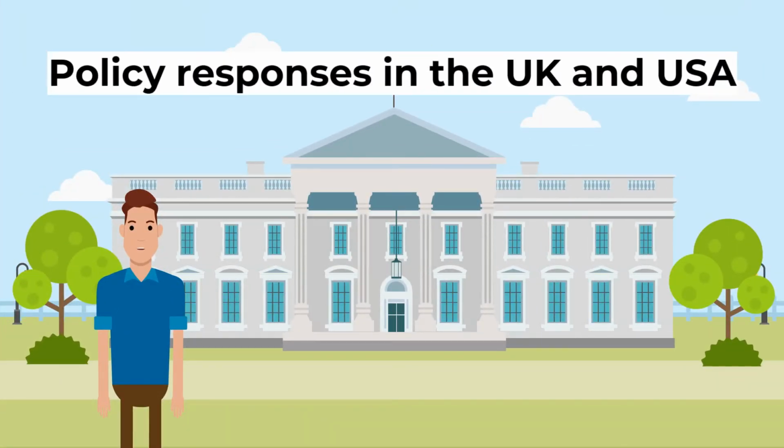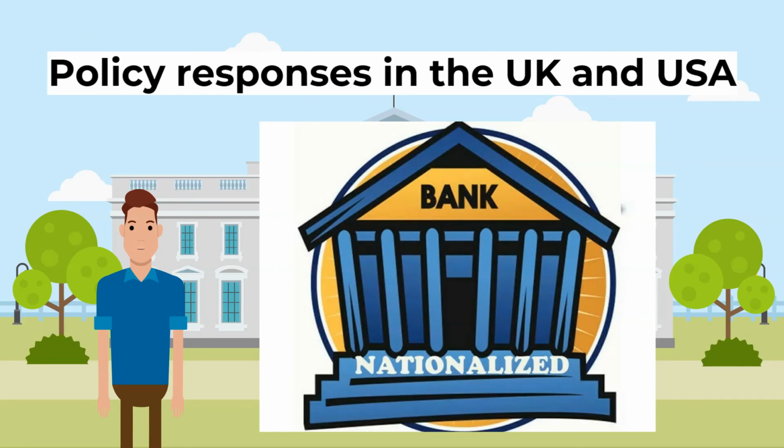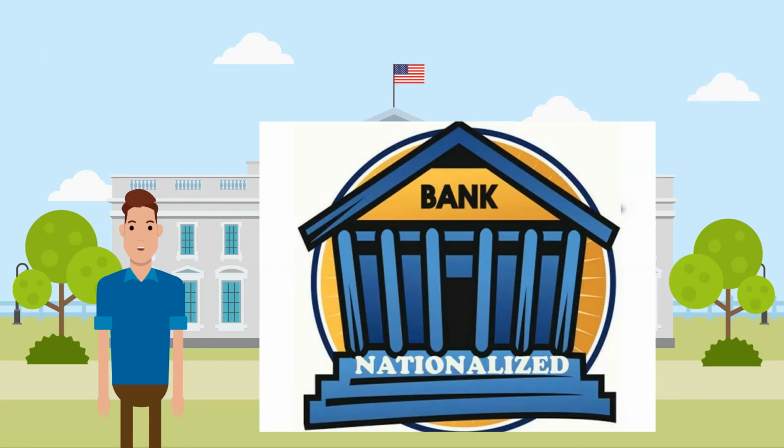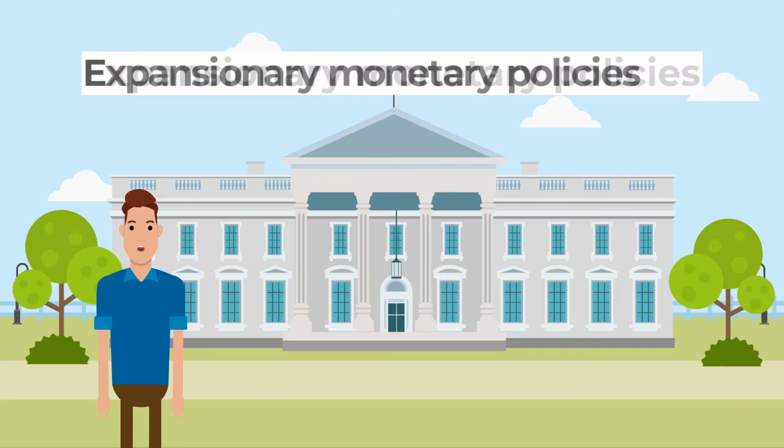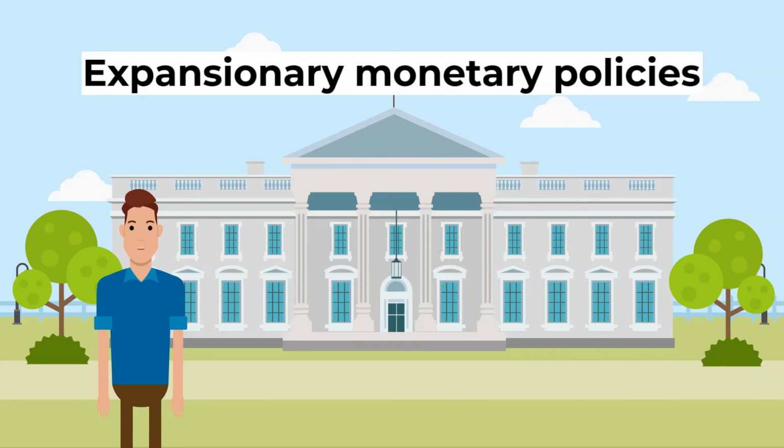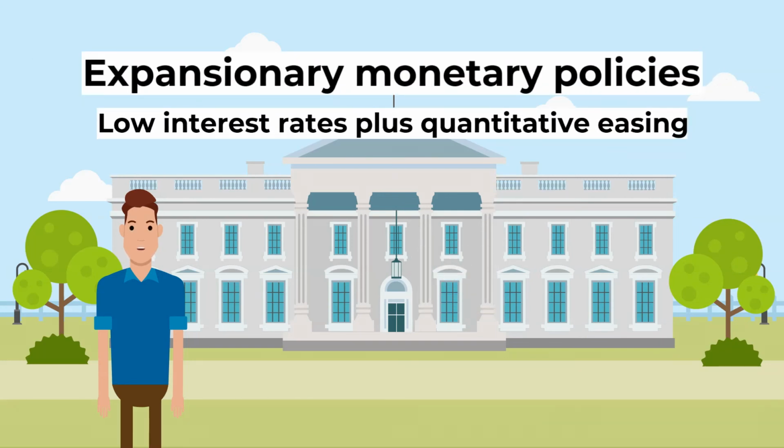What were the policy responses in the UK and the USA? Both governments were forced to nationalize banks and building societies and guarantee savers their money in order to prevent the chaos of a collapsed banking system. For example, the British government bought Northern Rock and most of the Royal Bank of Scotland and Lloyds Bank. They used expansionary monetary policies with record low interest rates and quantitative easing.